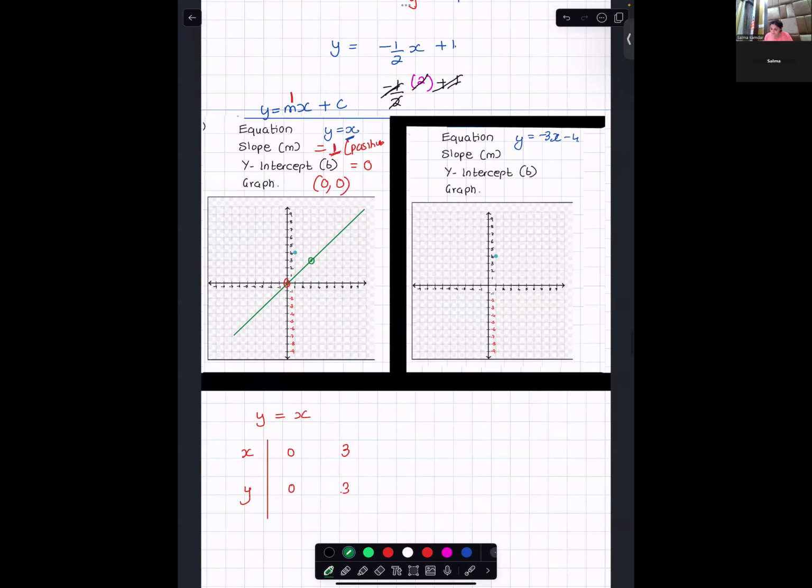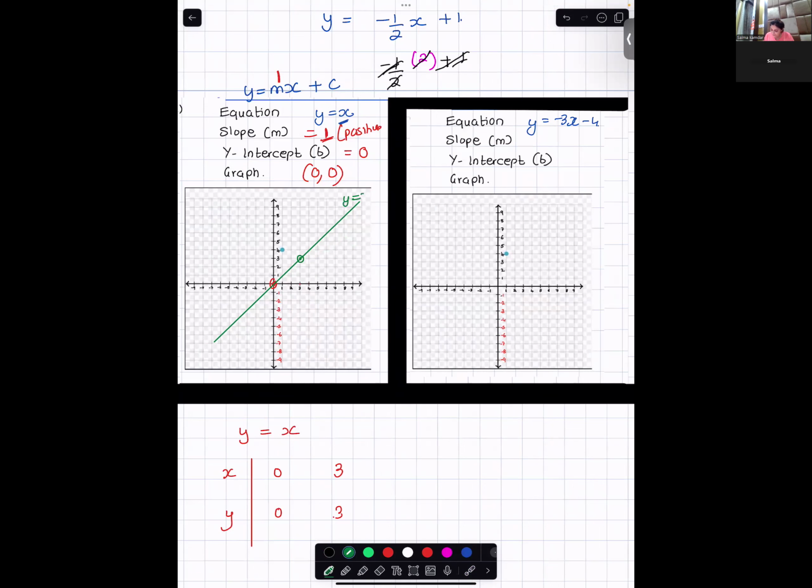So the equation of this line is y is equal to x. It covers the first and the third quadrant. But if it covers the second and the fourth quadrant, the equation of the line would be y is equal to minus x. Let's take the next one.